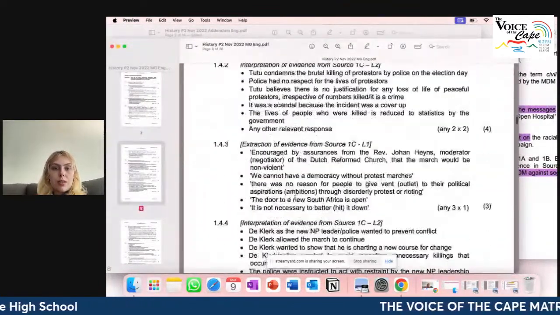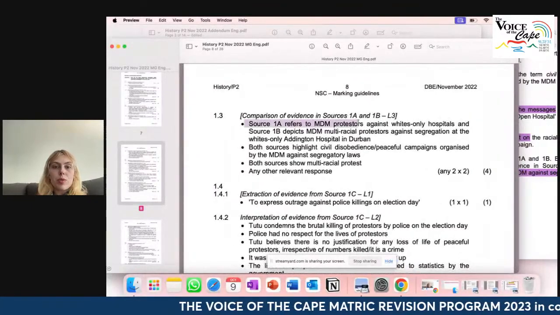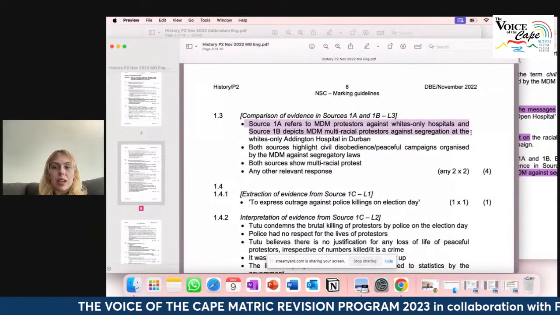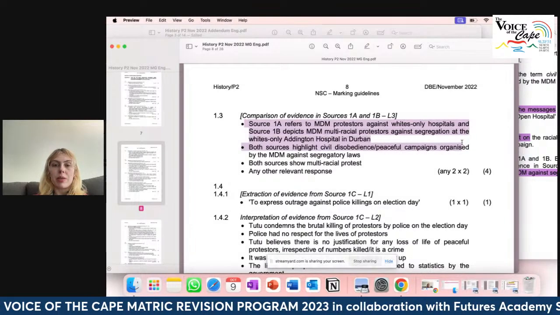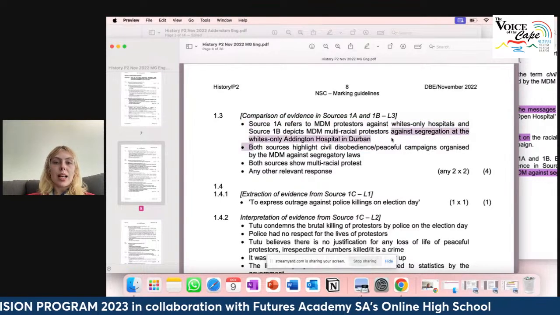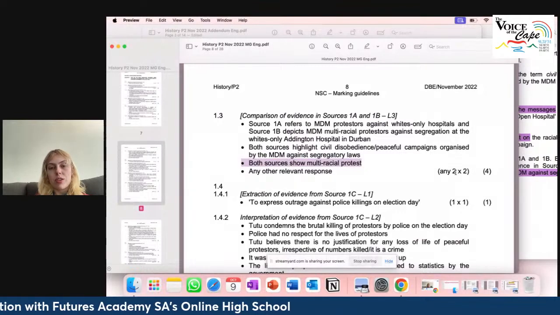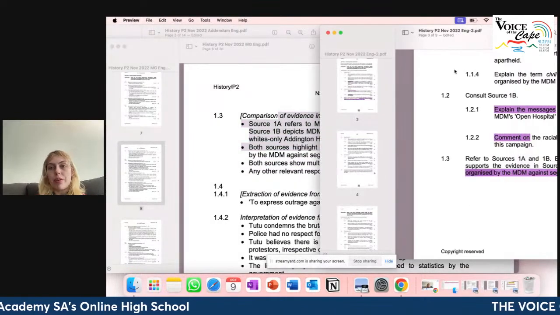So here it says source 1A refers to MDM protesters against whites only hospitals, and source 1B depicts them against segregation at whites only hospital. Both sources highlight civil disobedience. Both sources show multiracial protests. So you had to give any two of those.